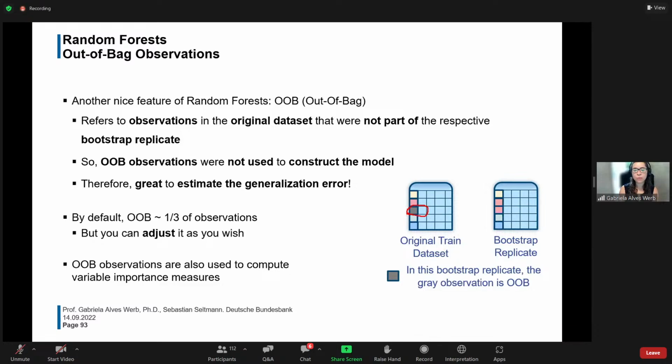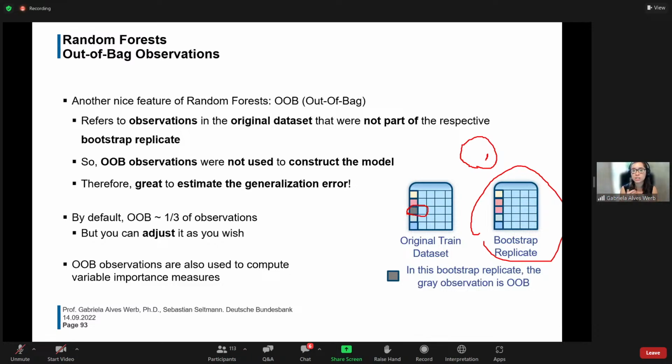So if we do not have this observation in the bootstrap that I use, for example, to grow my tree number 1, it means that I can use this observation to have an estimate of the error that my model has, because this observation was not used to train the model, right? So I have here, in a sense, a very nice property that I can use this as a validation set for this tree. And the same thing happens for every other tree that I'm using.